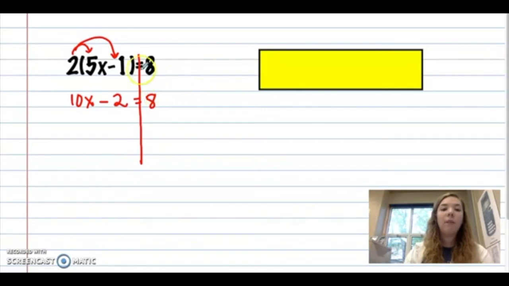2 times negative 1 is negative 2. And at this point, it's a 2-step again. So I'm going to add 2 to both sides. We get 10x equals 10. And I'm going to divide by 10 on both sides. So you get x equals 1.